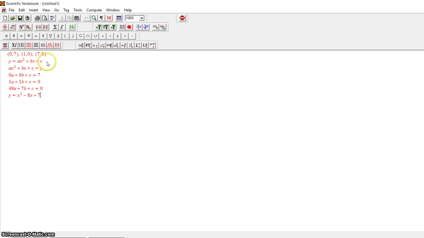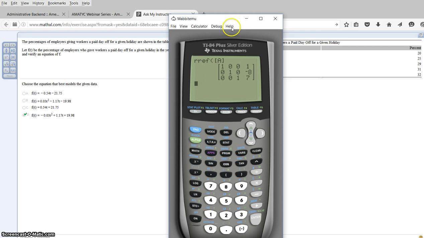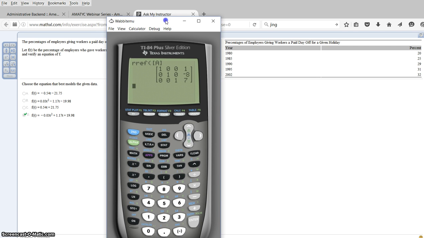Alright, so there's the first problem you sent me. The second problem, you're given some data and you want to find the equation of the parabola. Again, we're going to use our calculator to do that. And again, remember way back near the beginning of the semester, we used our calculator to find linear regressions. In this section, we're going to find quadratic regressions.